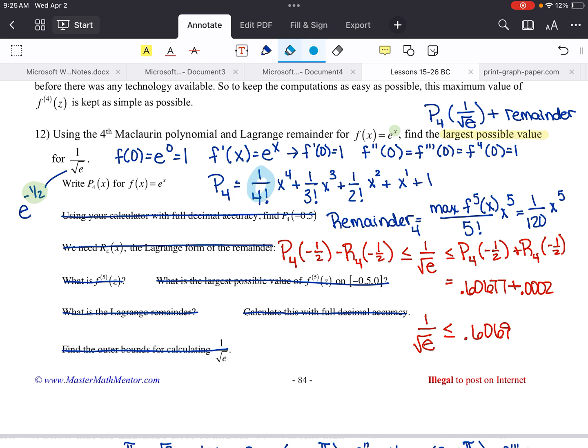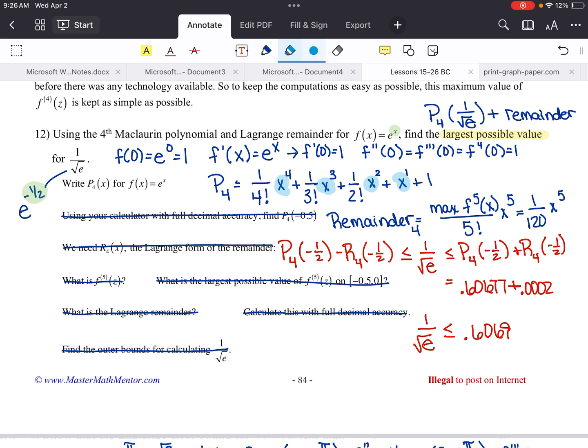So I get 1 over 4 factorial x to the fourth, 1 over 3 factorial x cubed, 1 over 2 factorial, 1 over 1 factorial, and then my original value was 1. So there's my polynomial. If I plug in negative 1/2 for all of these x's, that's going to give me the Maclaurin polynomial estimate for the function value.